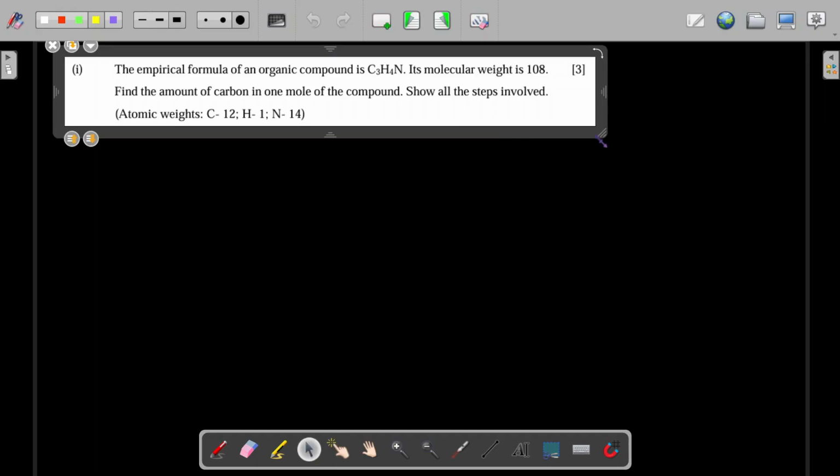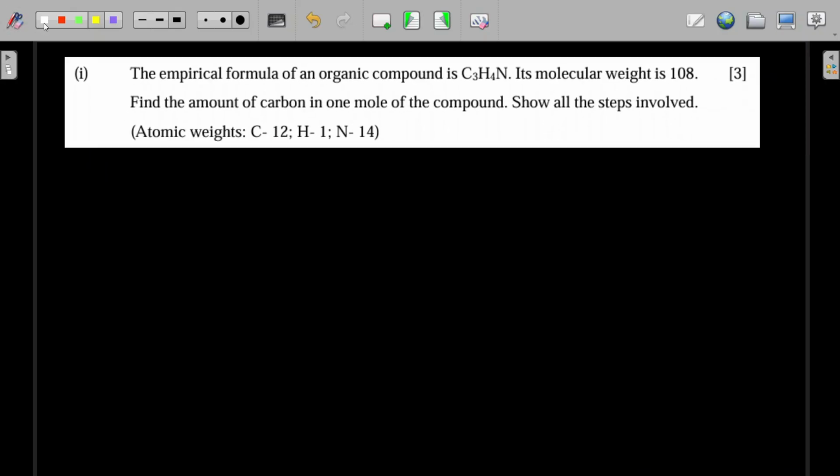So here this is for 3 marks. See here. Empirical formula of an organic compound is C3H4N. So they have already given the empirical formula. Molecular weight is also given, 108. Find the amount of carbon in 1 mole of the compound. First of all, you should find the molecular formula of this compound. In that, you have to find the amount of carbon in 1 mole of that compound.